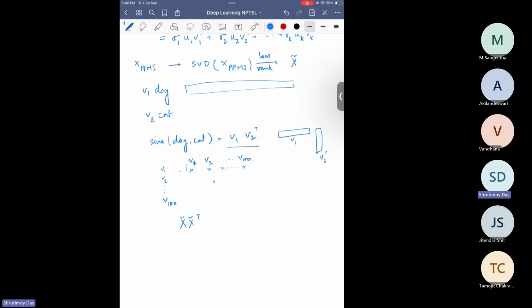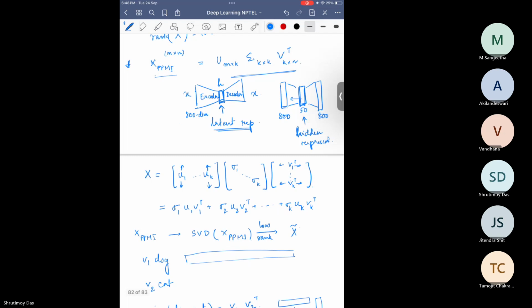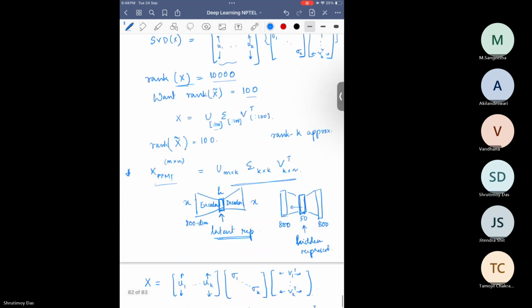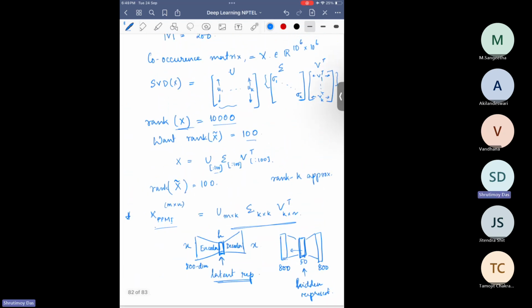Page number 82. Okay, I'm not able to see the page numbers. Is it this one? Okay, this one. Sure.